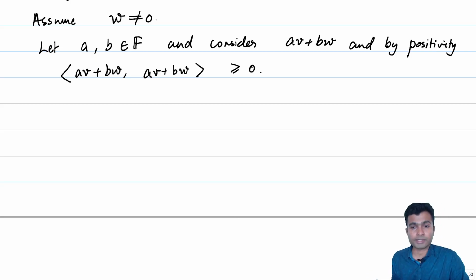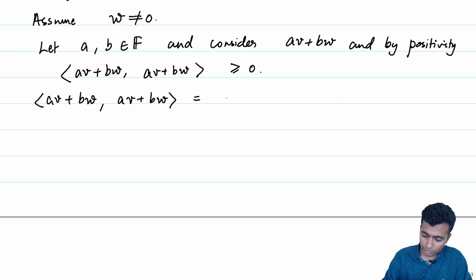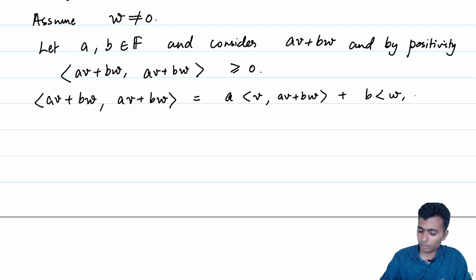Let's see what is in the left hand side here. If you look at the inner product of AV plus BW with itself, by using the linearity, this is just A times the inner product of V with AV plus BW plus B times the inner product of W with AV plus BW.